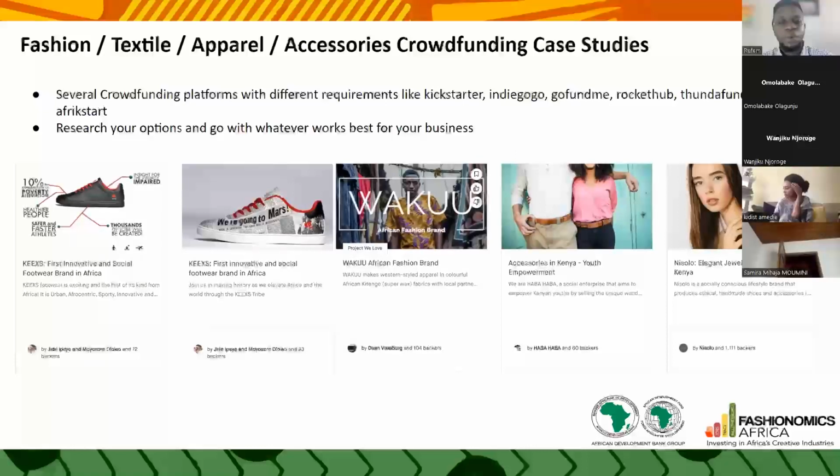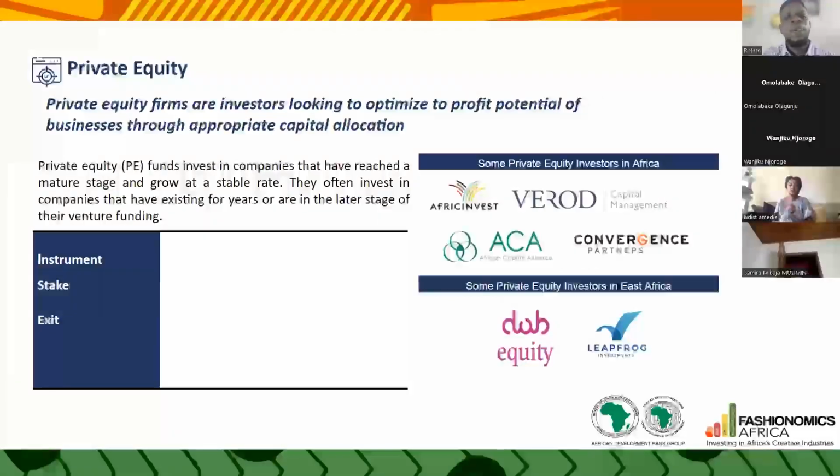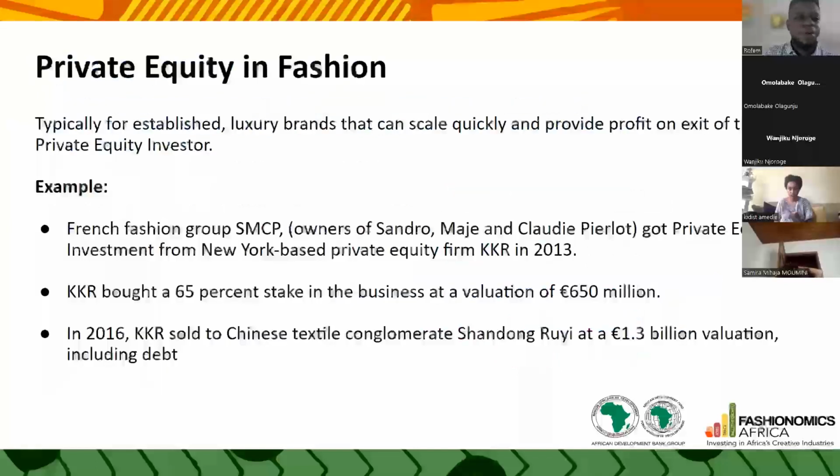So there are a few brands that have launched through Kickstarter and whatnot. I know of one called Salibata who have gotten funding from crowdfunding. Then you have guys like Kicks and Wiku. So there's private equity firms, the likes of Verod, Africa Invest, DOB Equity. These guys are typically focused on you when you start making $2 million, $3 million worth of capital, right?